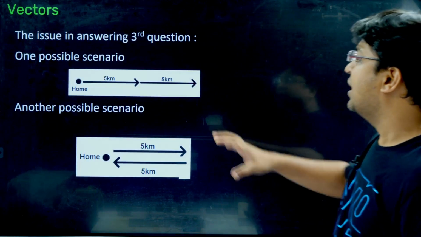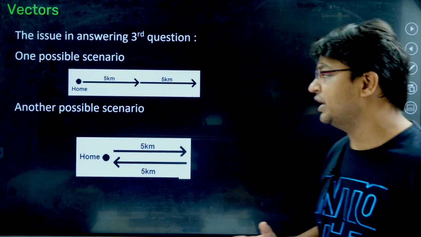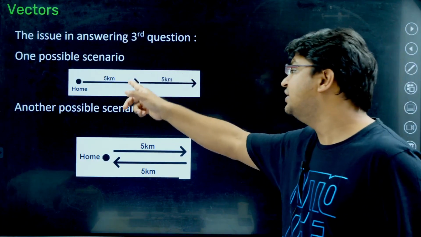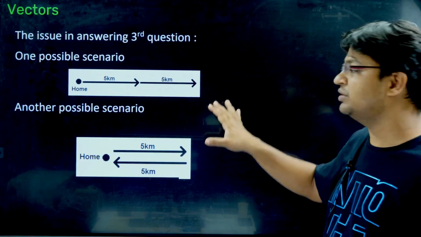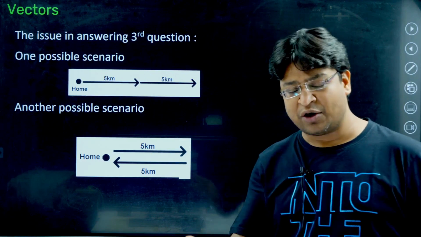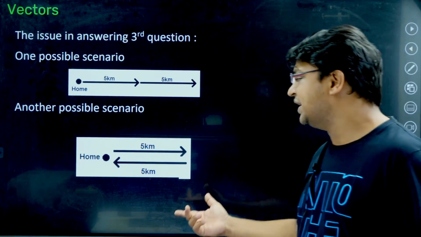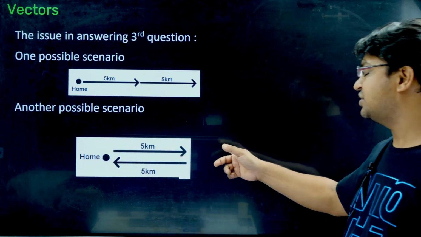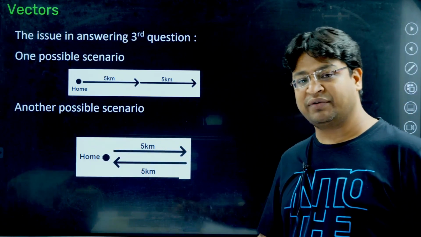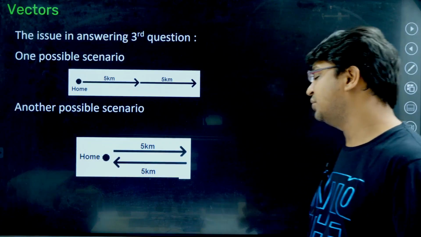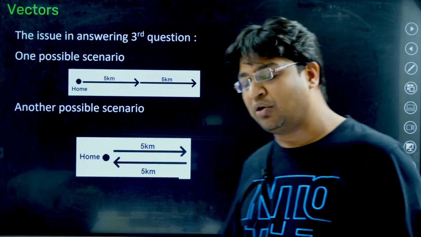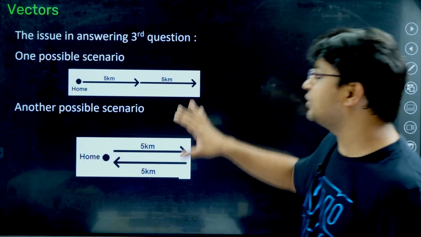For example, I'll talk about the two most common scenarios. The first scenario is that he walked 5 kilometers in a certain direction, and then he continued walking in the same direction. In this situation, he would be at a distance of 10 kilometers from his home. I hope you all agree with me on this. The other scenario is that he walked 5 kilometers in one direction, and then he reversed and walked back toward his home for the 5 more kilometers. In this case, he will reach his home, and the distance from his home would be 0. So these are two possible scenarios.